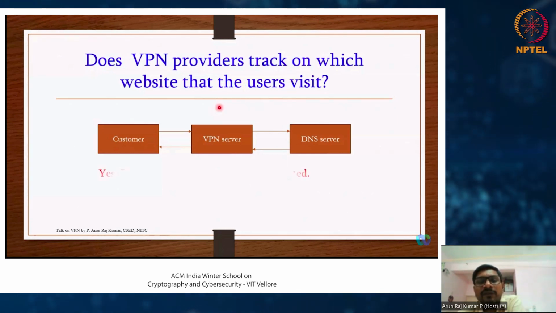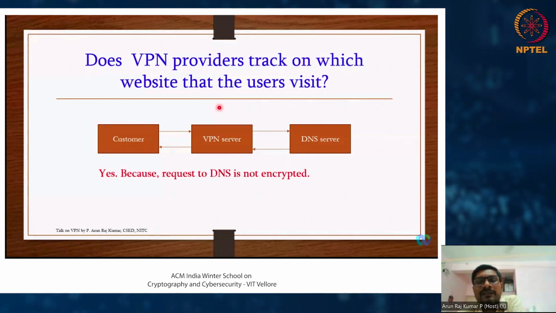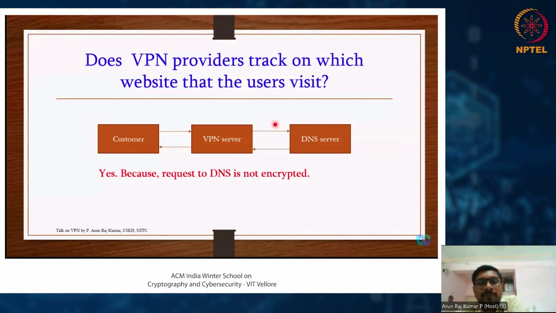So is there any way to secure ourselves from this? Yes, because the request to DNS is not encrypted. You can see that, because you are sending a UDP query, and the request is not encrypted. Therefore, you are able to track it. Okay.